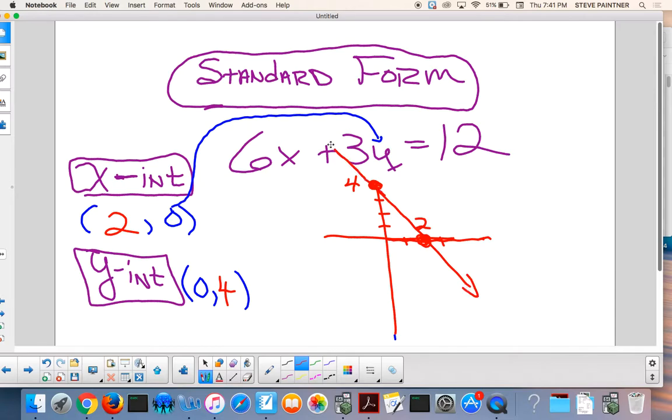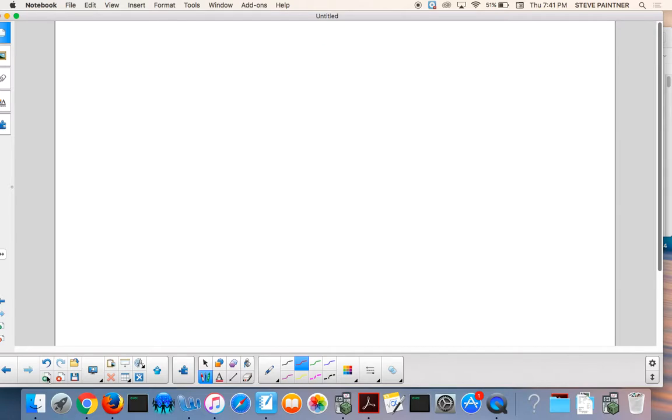There's your line. There's the other side of your line, I should say. And that's how you graph out a standard form. Look for the x-intercept, look for the y-intercept. Okay? The problems might get a little messy.